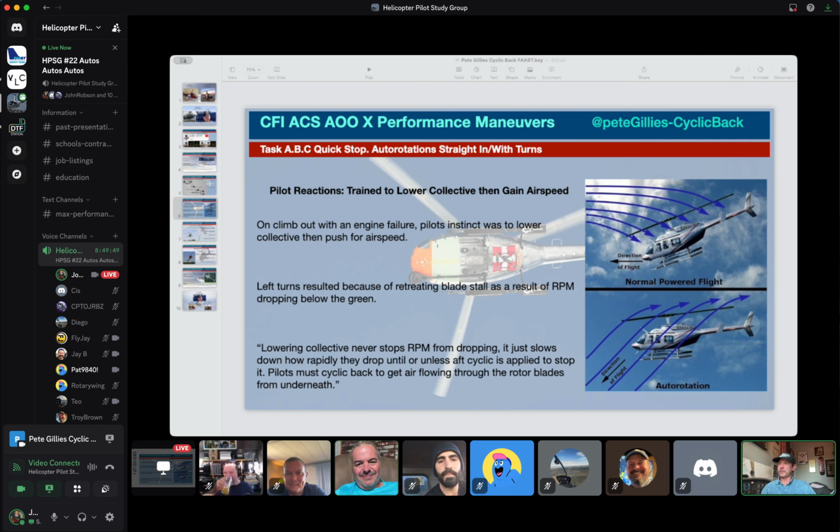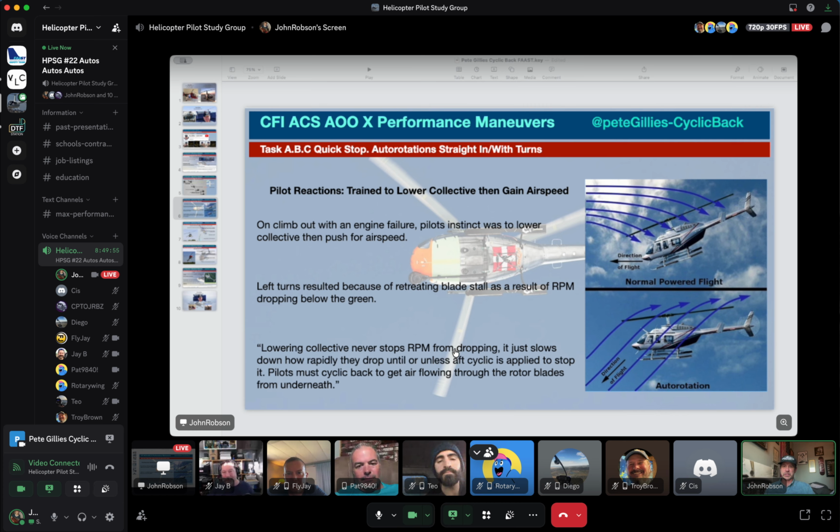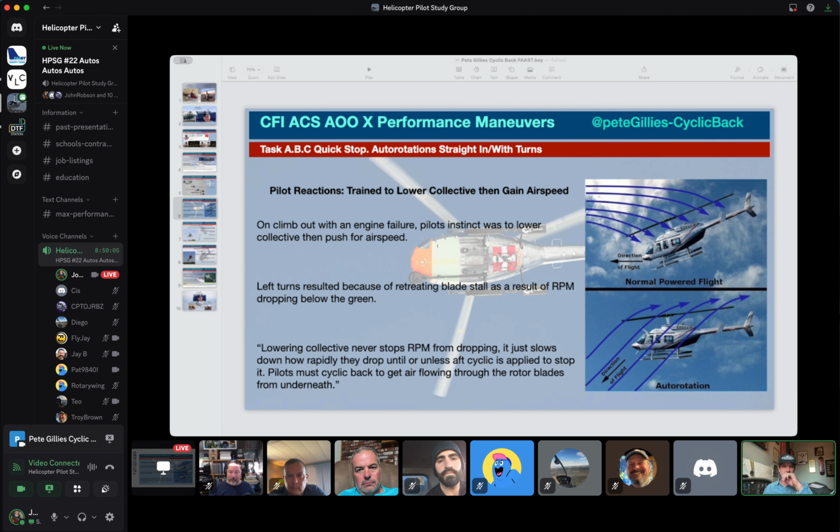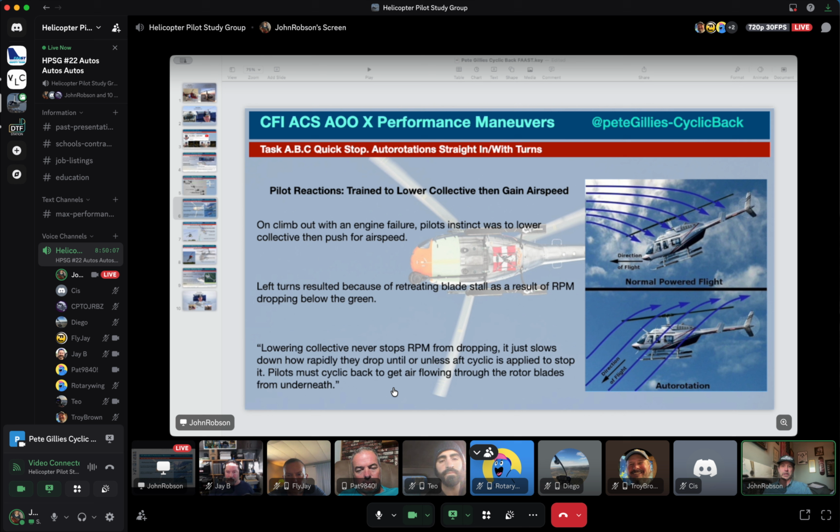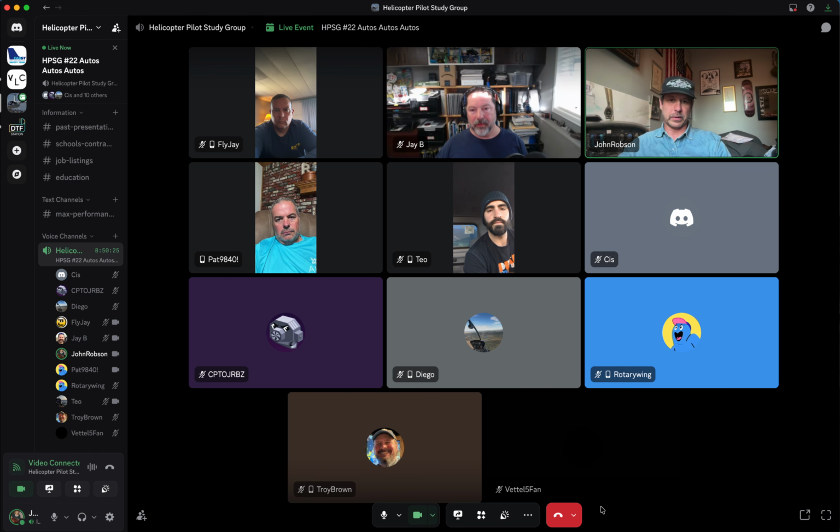I have one more thing to say, a direct quote from Pete on this subject. He said, lowering collective never stops RPM from dropping. It just slows down how rapidly they drop until or unless aft cyclic is applied to stop it. Pilots must apply aft cyclic to get air flowing through the rotor blades from underneath. And that's a direct quote from Pete on his podcast. And that reflects exactly what Jay was saying. And that string of accidents that Pete investigated in the 80s was right in line with that.